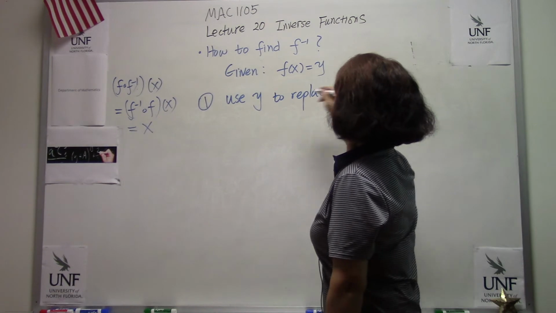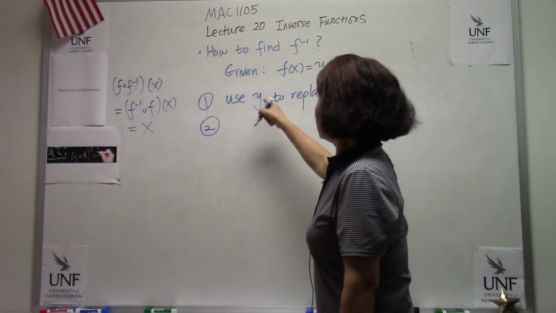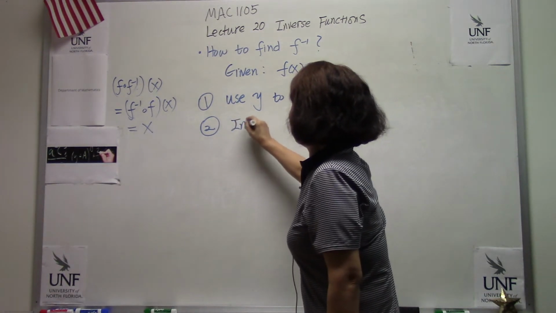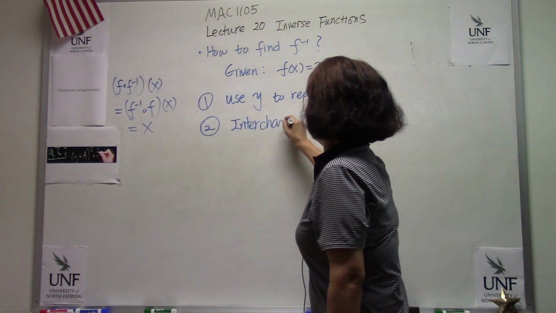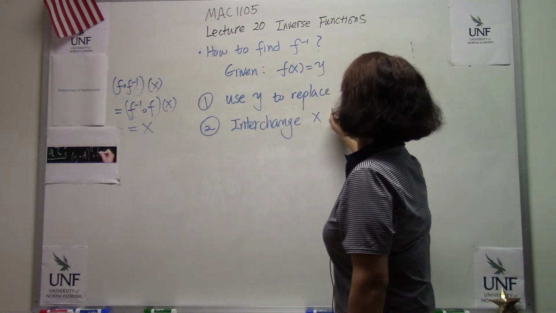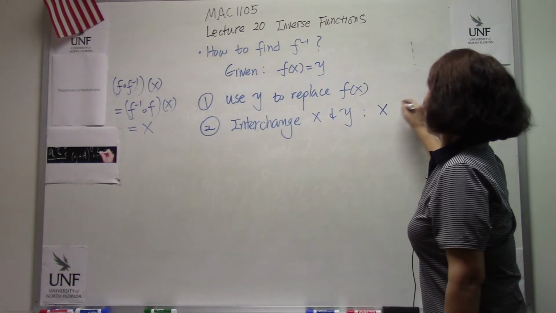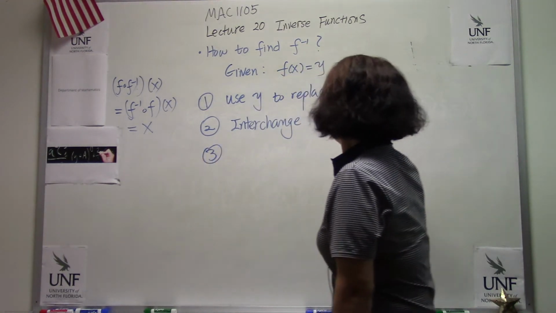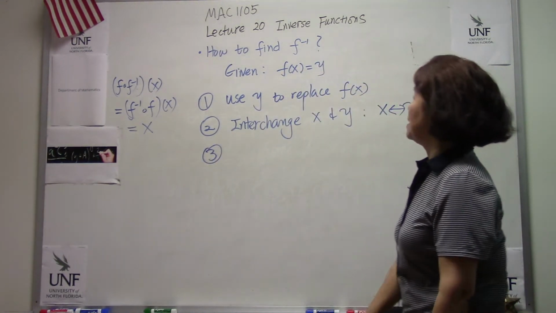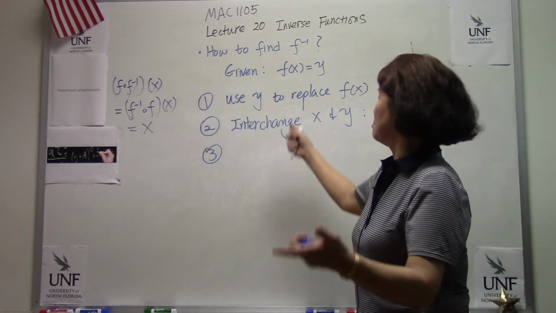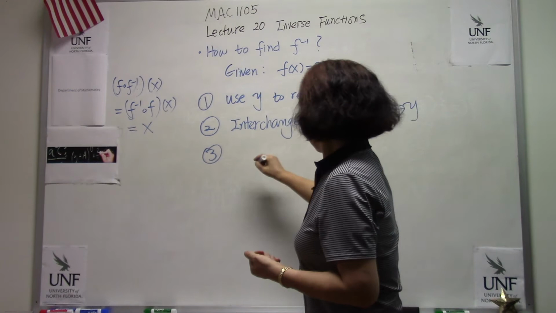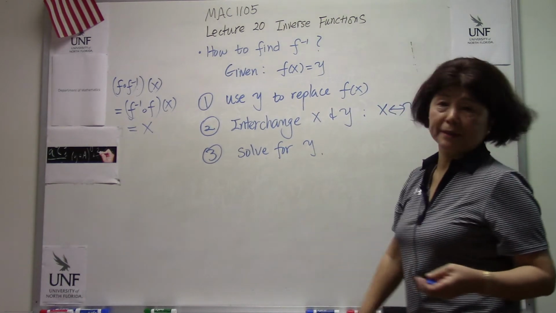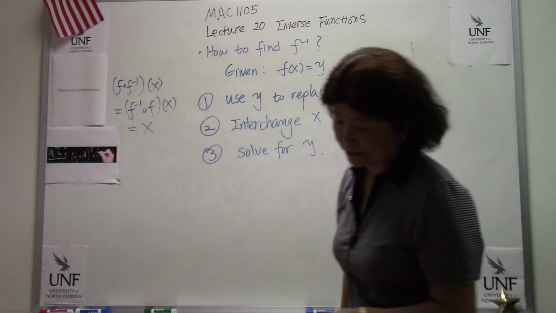And the second step is, once you have a y, you change x and y. In short, you swap x and y. That's all. So far there's nothing significant here. Just do this. And then the third step is now solve for y. Those are the 1, 2, 3 steps.